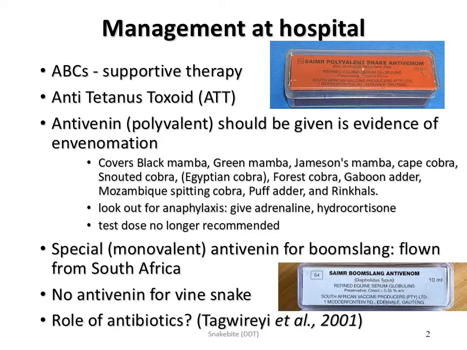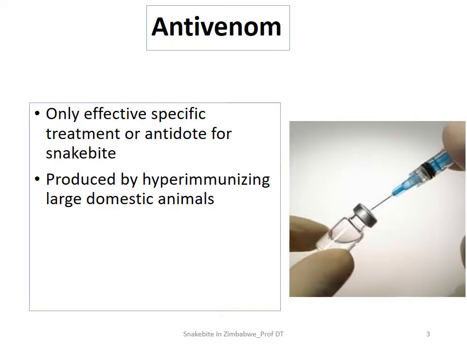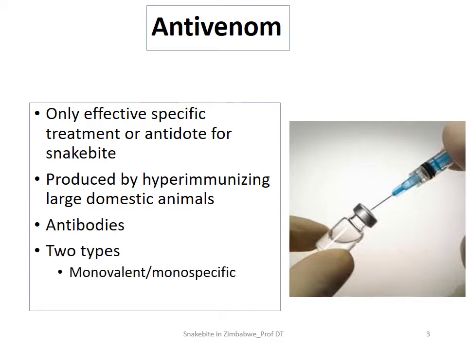So before I move on to the next slide, if you see here for the antivenoms, it says refined equine serum globulins. So I just want to go to the next slide where we talk about antivenom. Antivenom is the only effective specific treatment or antidote for snakebite. And the way it is made, which we shall quickly go through, it is produced by hyper-immunizing large domestic animals. And the moment it says equine, that's referring to horses.